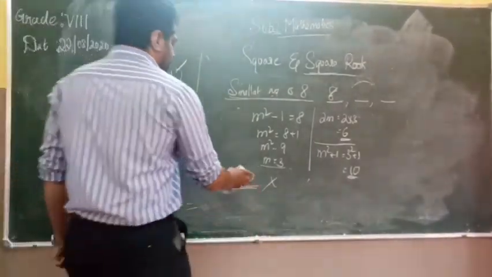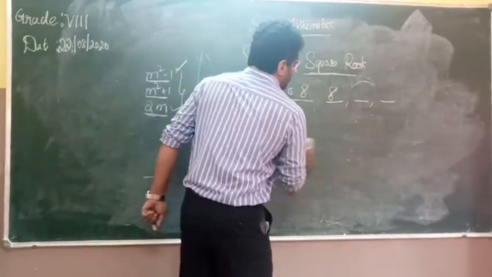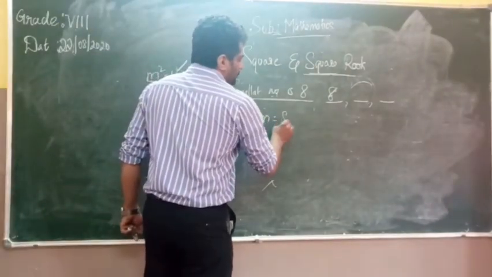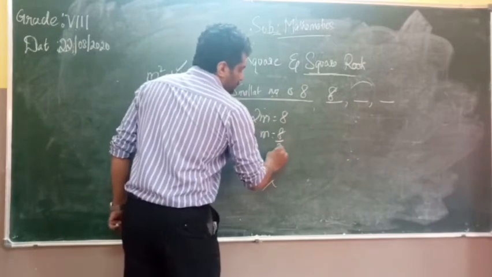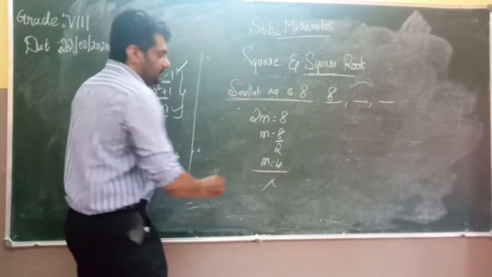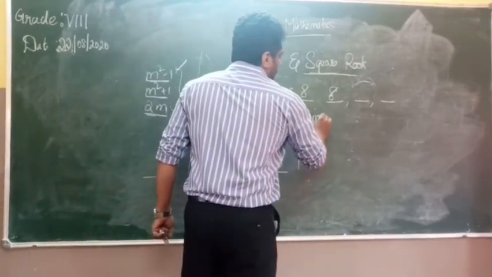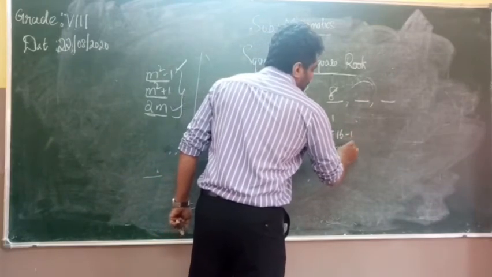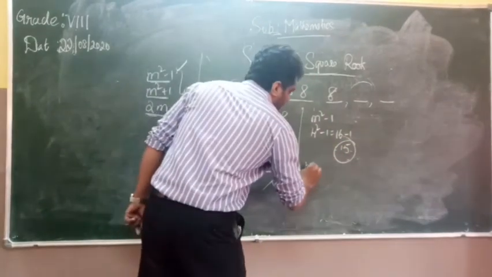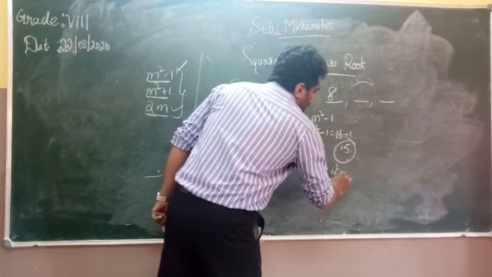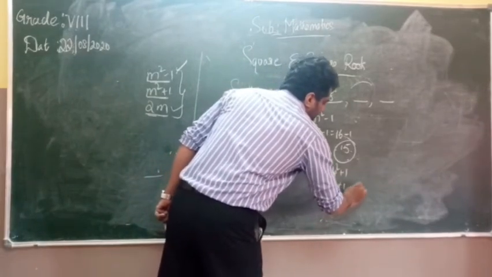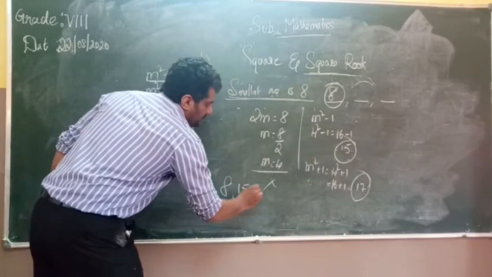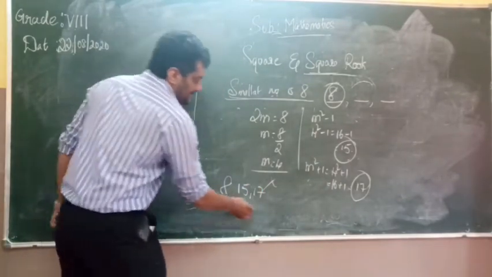So what we have to do here is, let's go for the second one, which is 2n is equal to 8. So n is equal to 8 by 2, n is equal to 4. Now put these values. One is n squared minus 1, which is 4 squared minus 1, 16 minus 1, which is 15. And next, n squared plus 1, which is 16 plus 1, 17. Now if you see 8, 15, 17, 8 is the lowest. And this is the triplet.